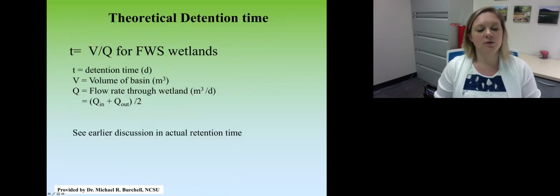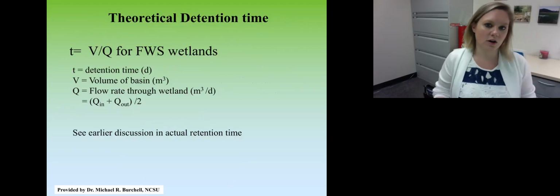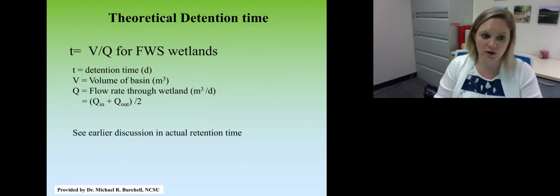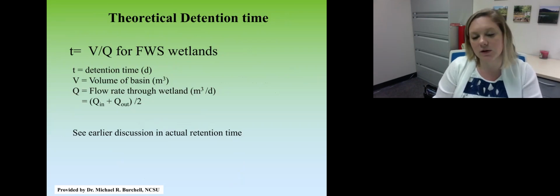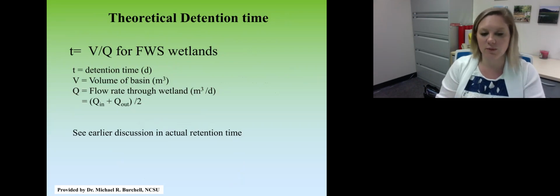There's also a term called the theoretical detention time. This is how long, theoretically, your water is going to be detained in your wetland, and it's determined by the volume of your basin divided by the flow rate through the wetland. This typically is an average of your inflow and outflow rates, so Q in plus Q out, divided by 2. If you refer back again to the hydrology, you'll see a very similar calculation.